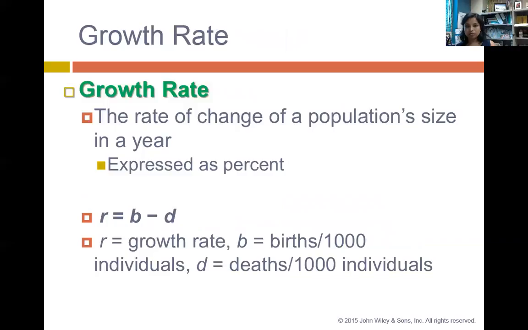So here's a formula for growth rate. Remember, growth rate does not talk about whole numbers. It's not how many people were born in Franklin County. The question always is how many new births did we have for every 1,000 people in Franklin County, right? So growth rate is given by birth rate, and you subtract death rate from it. That's the growth rate, and it's expressed as a percent.